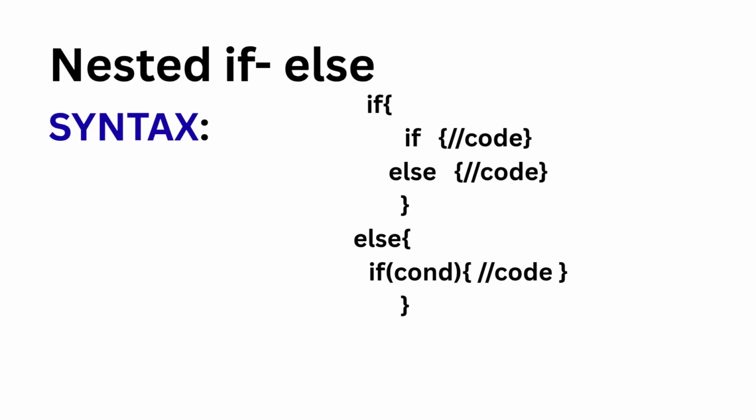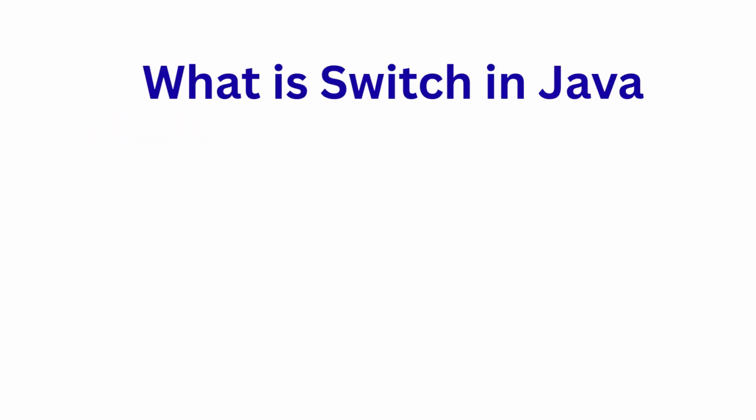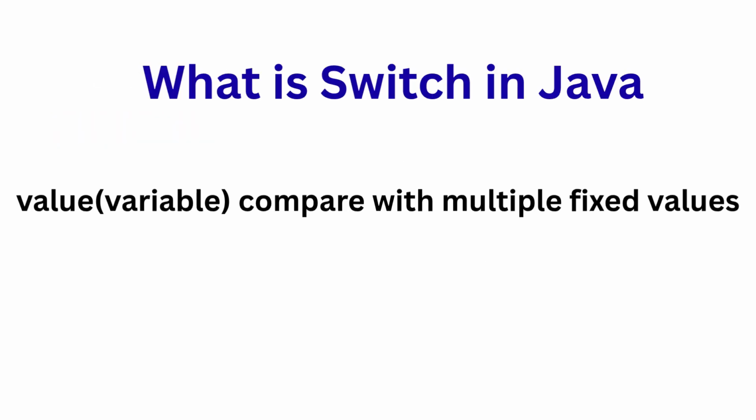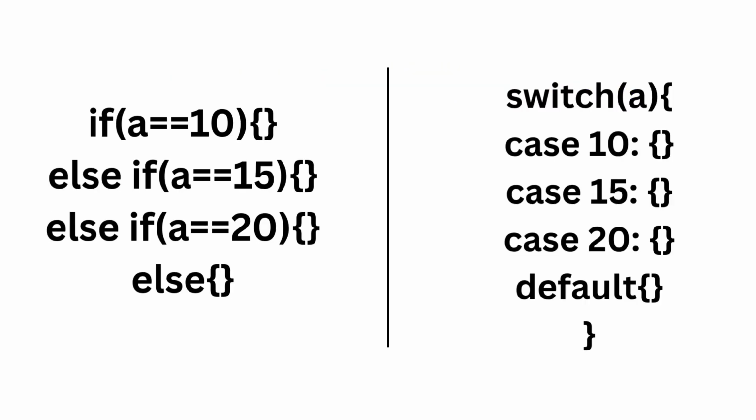You can also write if-else statements inside another if-else block. This is called nested if. What is a switch statement? A switch statement is used to compare a single variable with multiple fixed values. Instead of writing many else if conditions, we can write clean and more readable code.